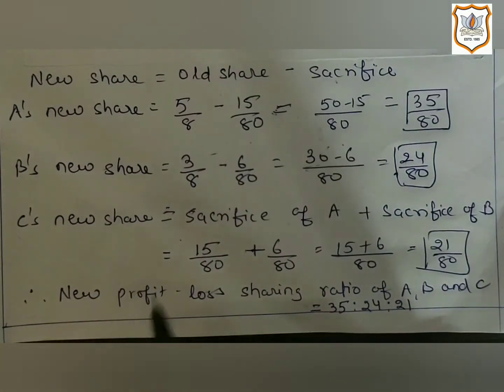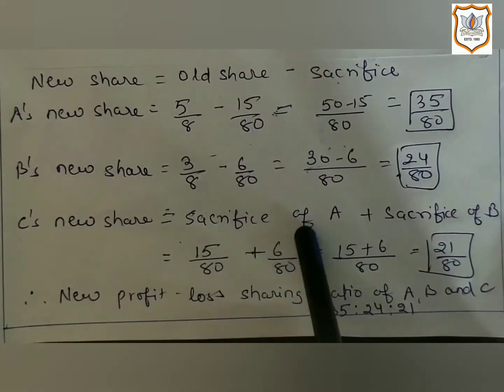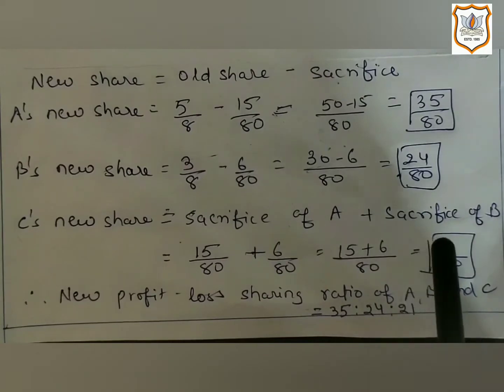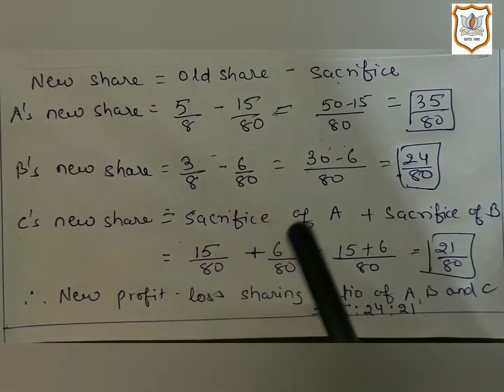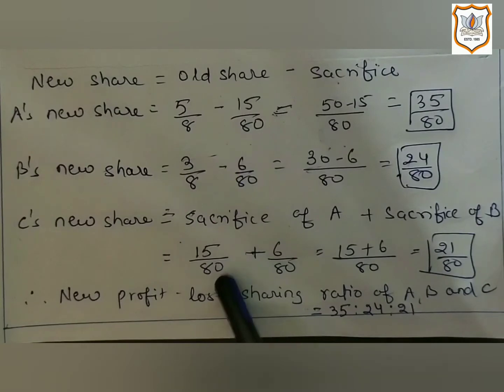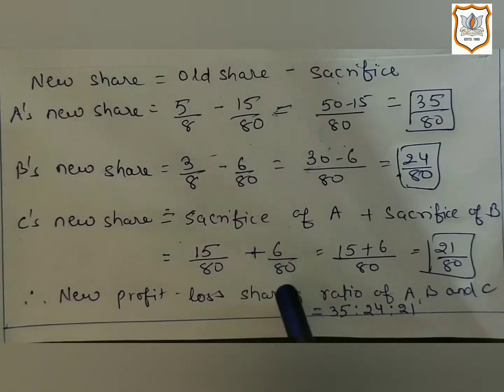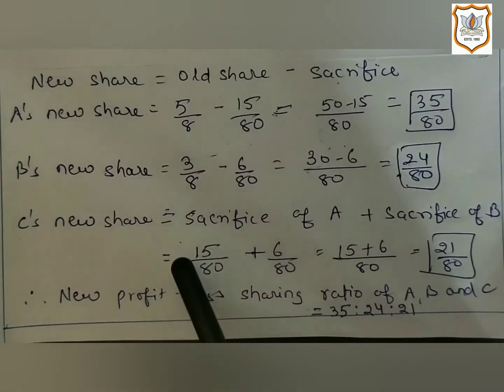Now C's new share. C is a new partner. C will be getting whatever is sacrificed by A plus whatever is sacrificed by B. So we have already calculated that what A has sacrificed, that is 15/80, and what B has sacrificed, that is 6/80. So by adding these two, we will get 21/80. That is C's new share.